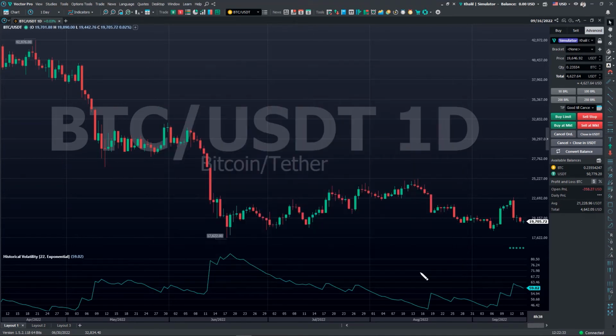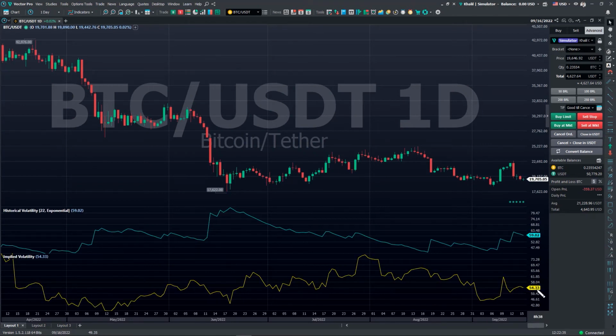And that's it. You can see that there is an implied volatility lower than the historical volatility. This could be a good moment to buy, because the volatility is lower than usual, but it's not that aggressive. You can see that the difference is minimal. But if the implied volatility indicator were higher than the historical volatility, then it could be a good opportunity to sell, because the volatility would have been higher than usual.